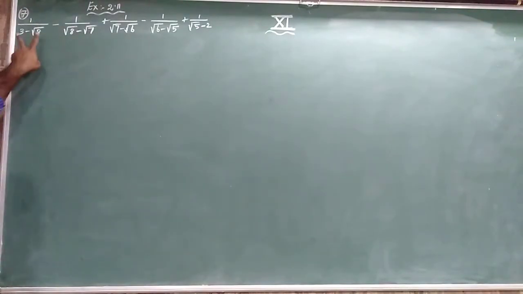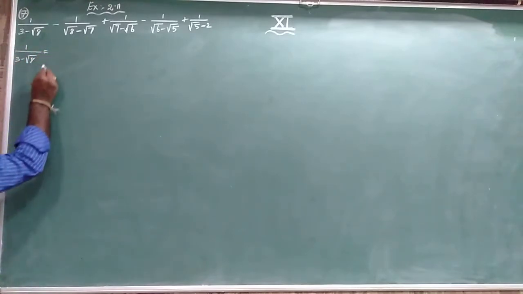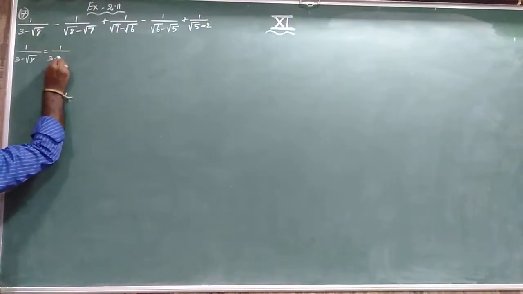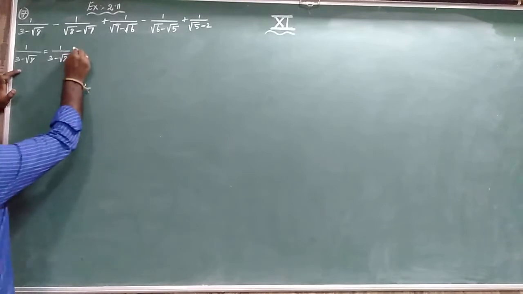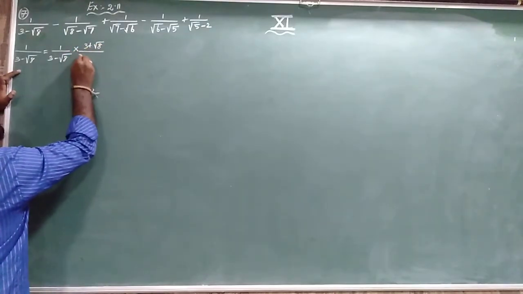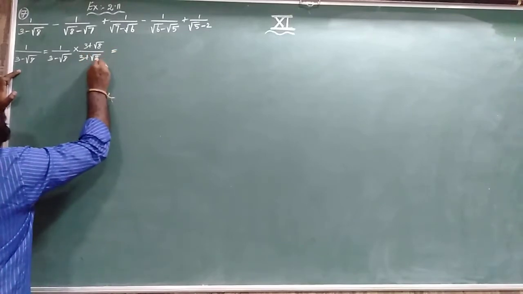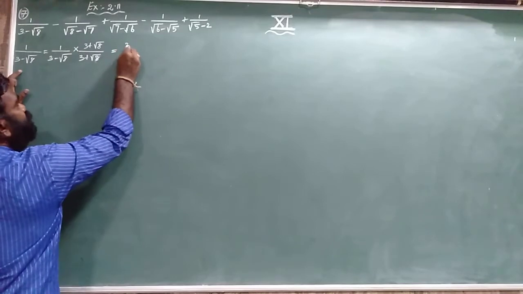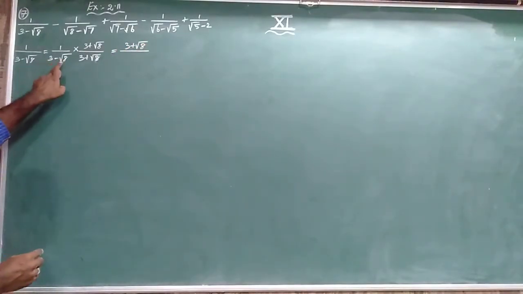So I am going to take this one alone: 1 divided by 3 minus square root of 8. What I can do is conjugate it. I am going to rationalize the denominator. So what I want to do is multiply by 3 plus square root of 8 divided by 3 plus square root of 8. The denominator is nothing but a minus b, a plus b.